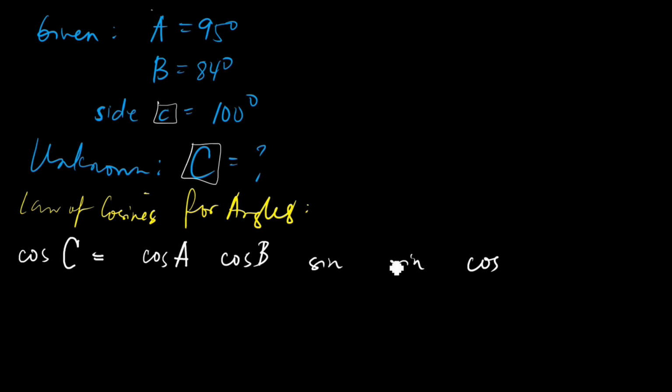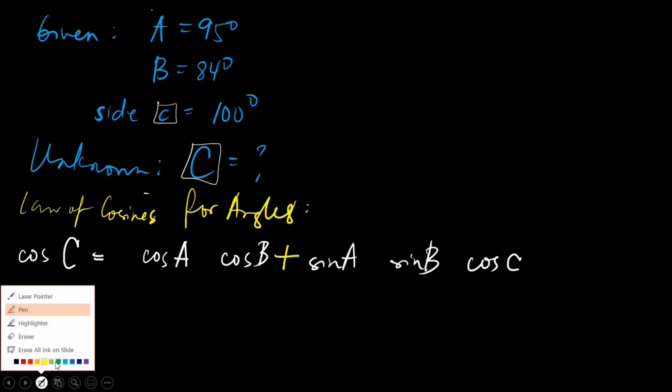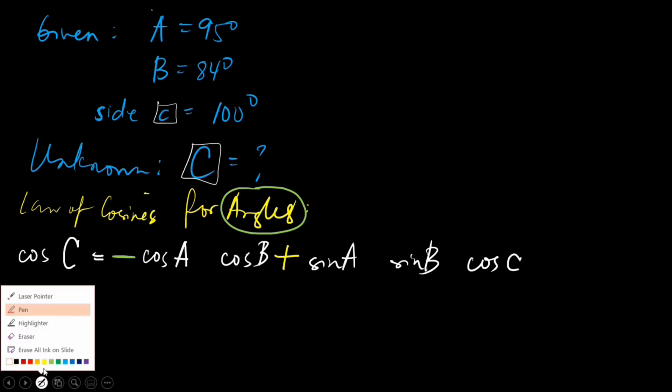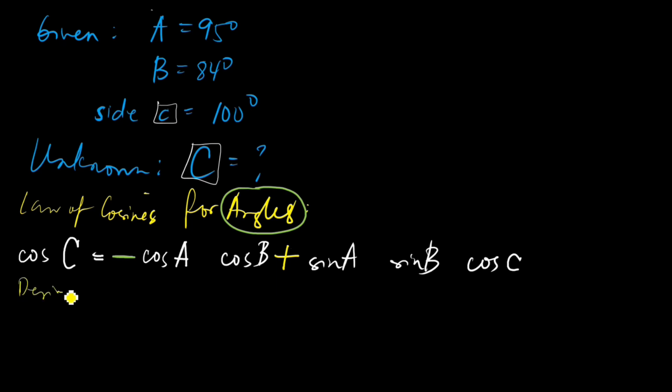For the sine and sine, the same, big A, big B. And then for cosine on the last part, since we do have big C on the left, this will be small c on the right. And then we do have the operation in between cosine, cosine, sine, and sine. So the operation is plus. And then since this is angle, we do have a negative sign because that is the formula. Okay, now let us derive the formula.